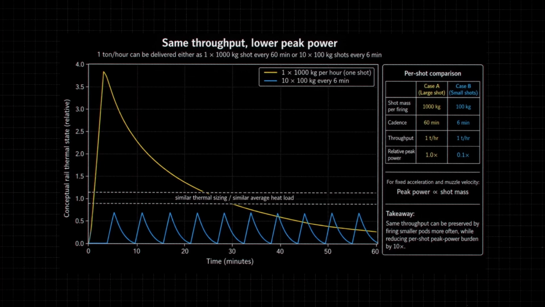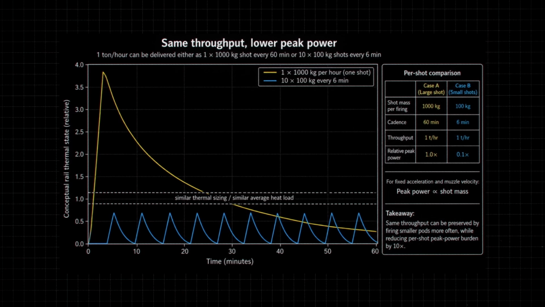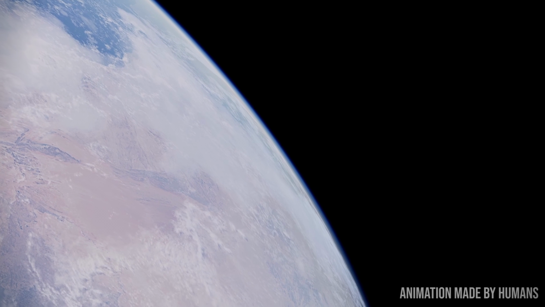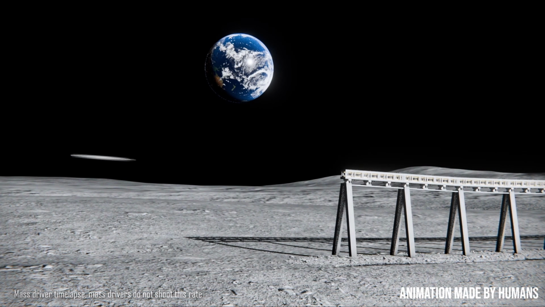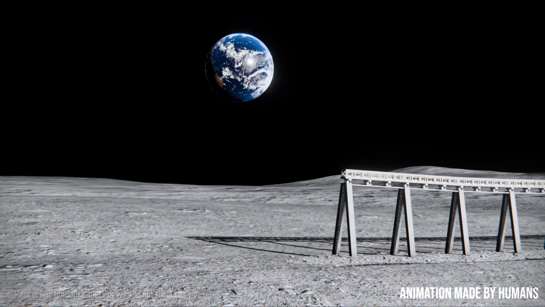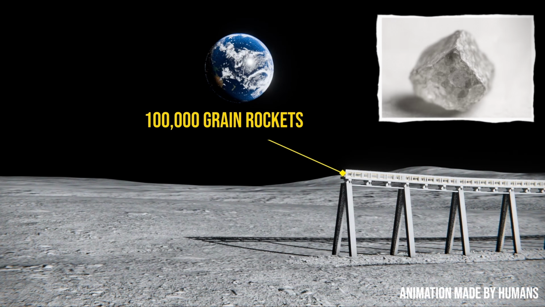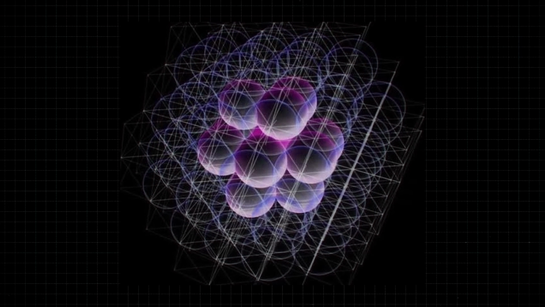Smaller and quicker is better than bigger and slower, because peak power is able to be reduced for the same economic throughput and mass driver size and length. But if going smaller and faster is better, then the next question becomes, well, how small can we actually go? Can we shoot 10,000 bullet-sized mini rockets a minute in a constant stream? Or 100,000 sand grain-sized micro rockets? Can we approach the quantum scale? Obviously that's ridiculous, but why, and where do you draw the line?